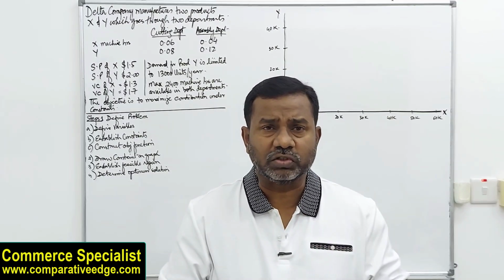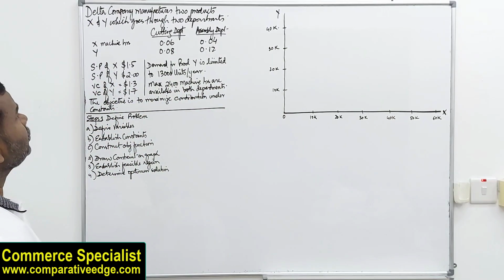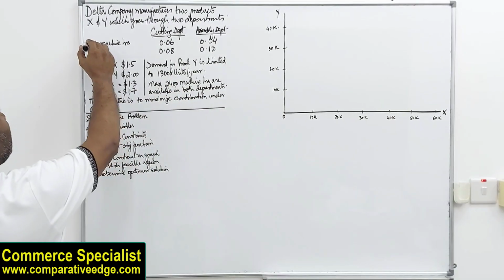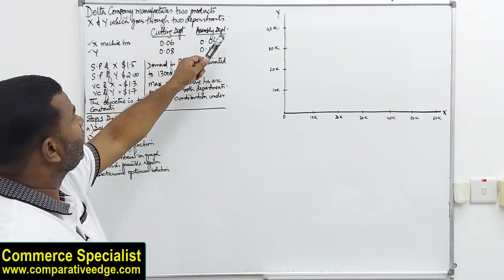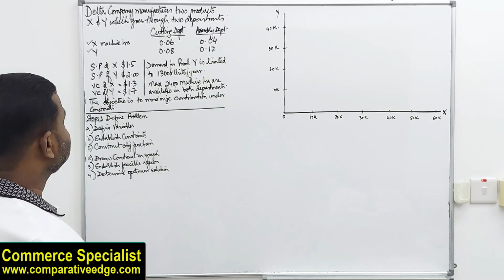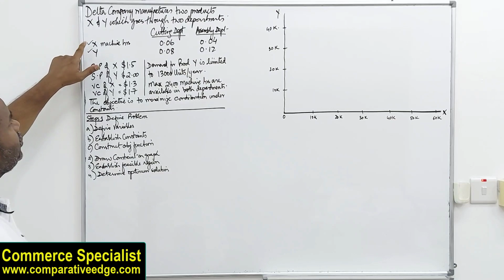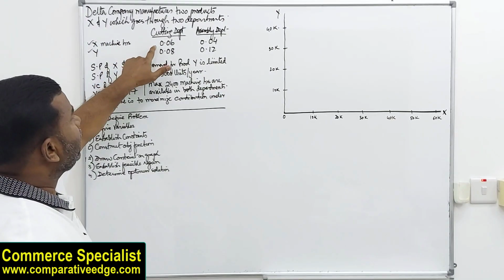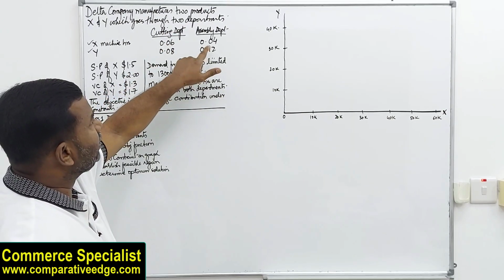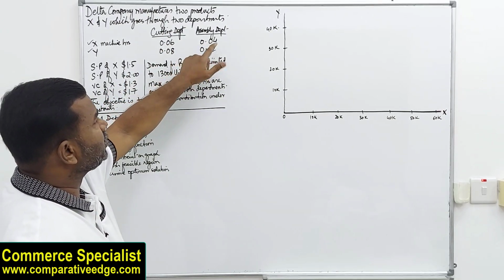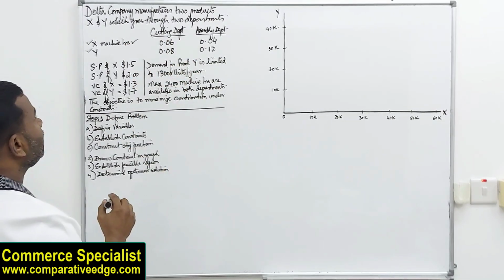So let's jump into the discussion of linear programming. Here I've got a question. It says Delta Company manufactures two products, X and Y. These products go through two different departments, the cutting and assembly departments. Over here, we are given machine hours. Each unit of X requires 0.06 machine hours in the cutting department, and then it goes to the assembly department where it requires 0.04 machine hours. So these are machine hours, as already stated here.